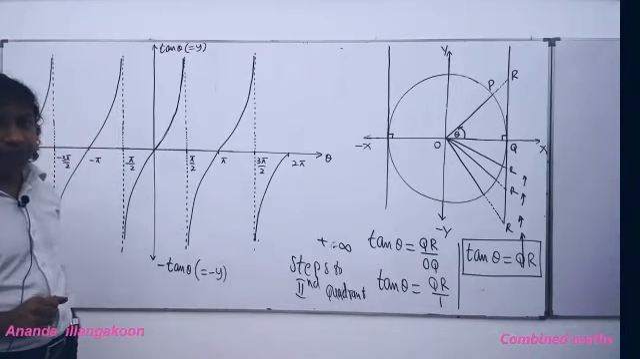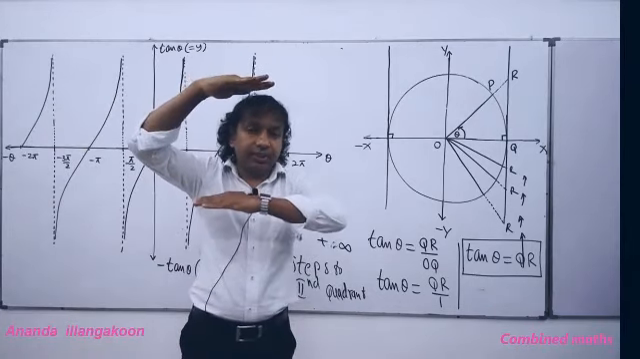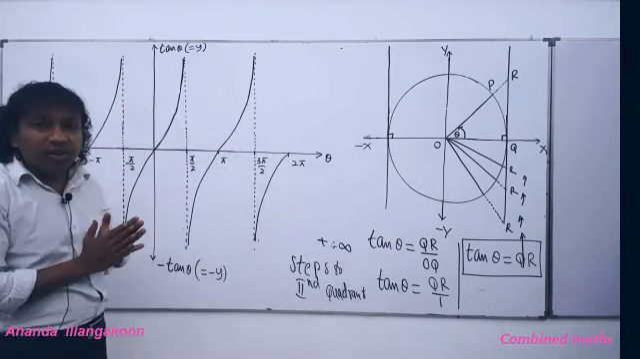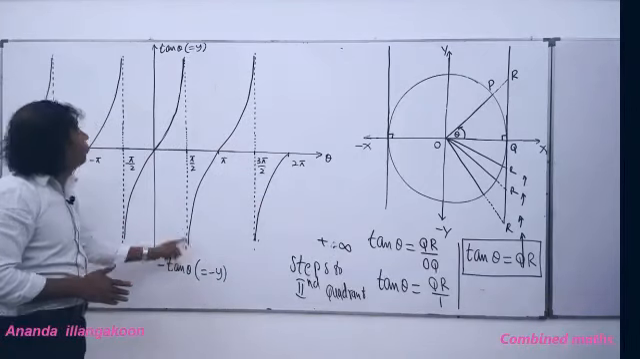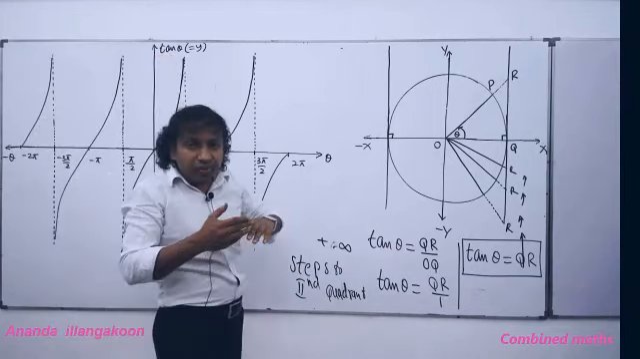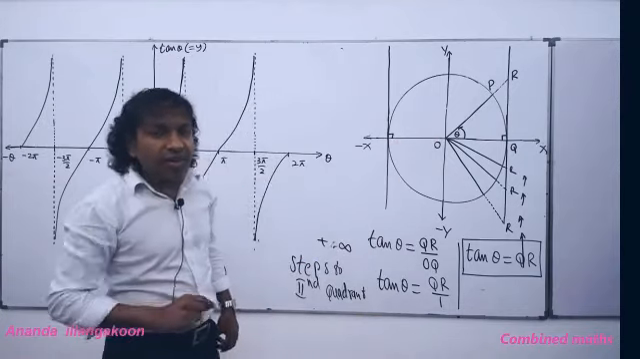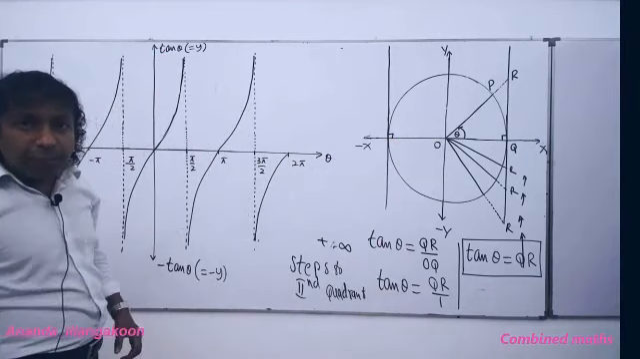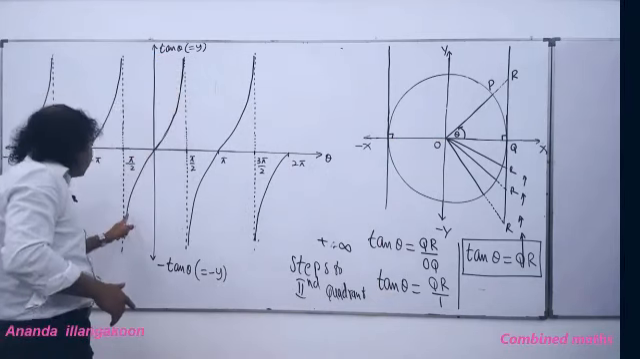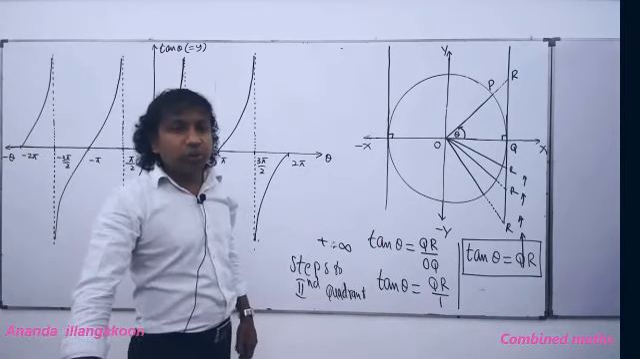That's the first property. Second property, people: the sine theta graph and cos theta graph are confined between plus 1 and minus 1. But here, the tan theta graph goes from negative infinity up to positive infinity. We can't confine it between two values. And in the tan theta graph, we define as the principal part the part lying between minus 90 and plus 90, before this portion. That is the principal part in the tan theta graph. Understand?